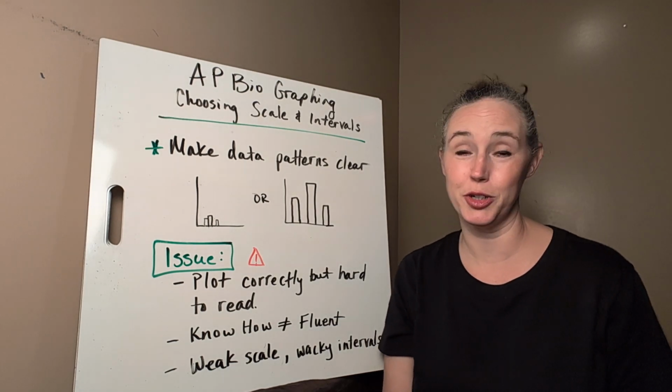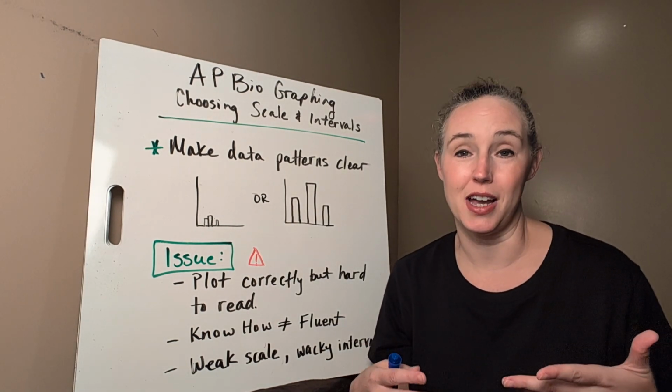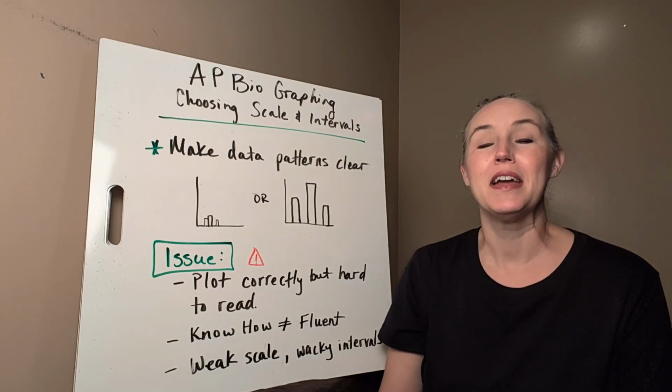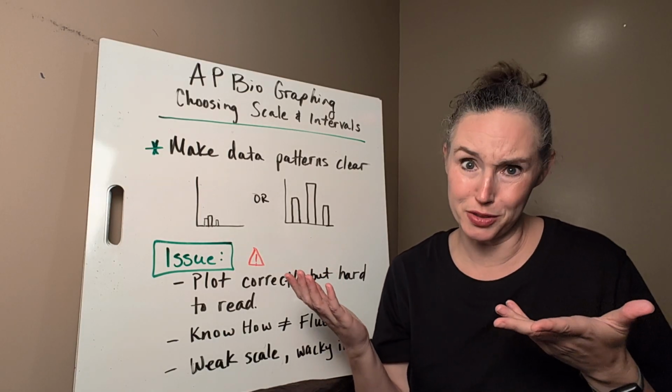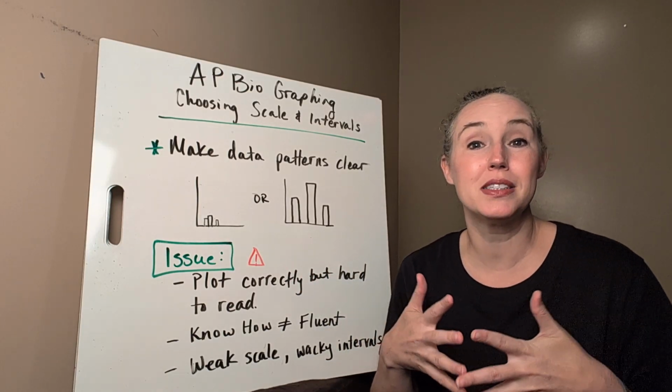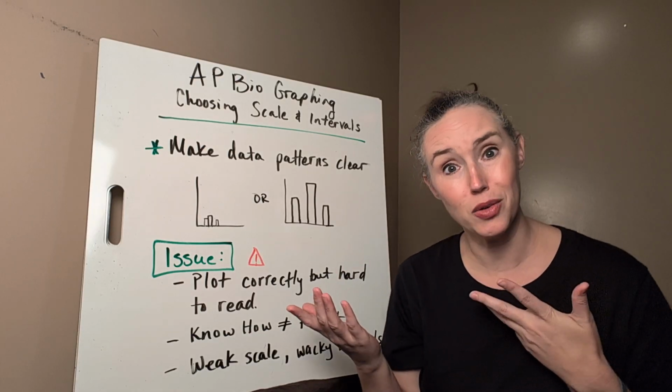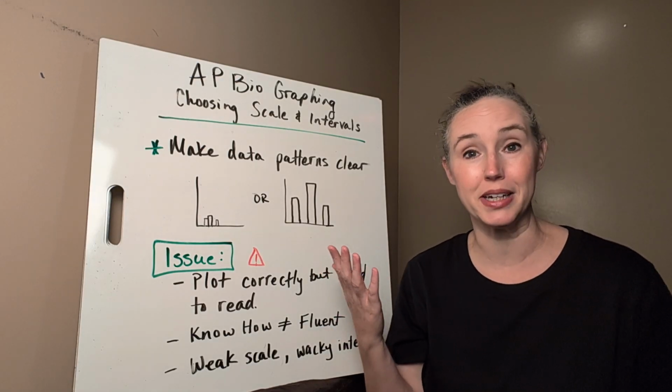Sometimes the problem with the student graph isn't the graph type, it's the axis. If the scale is awkward or the intervals are inconsistent, the data can be difficult to read, even if otherwise the student basically knows what they're doing.